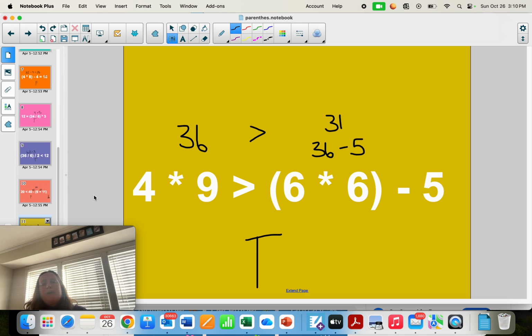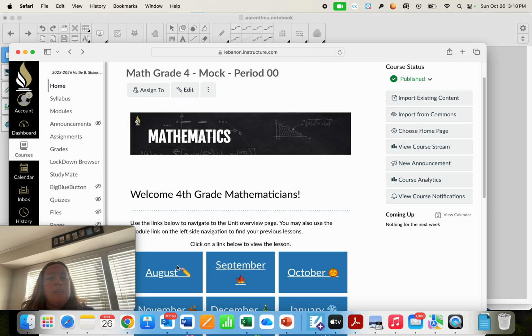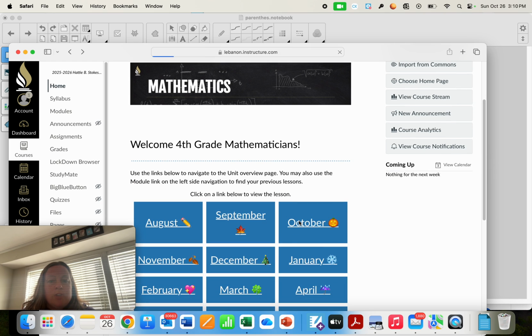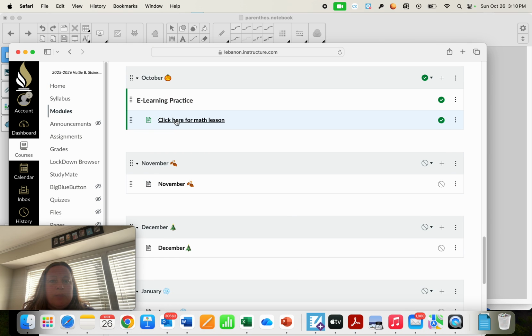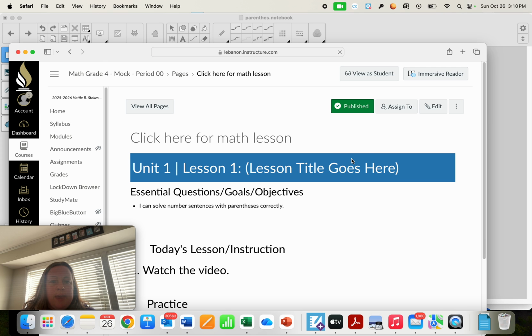Okay, so now what you're going to do next is you're going to go on to Canvas. I know you guys have done Canvas before. So you're going to go to Canvas, you're going to go to Math, and then if you click on October, you will see e-learning practice. It says click here for math lesson. You'll just click on that.